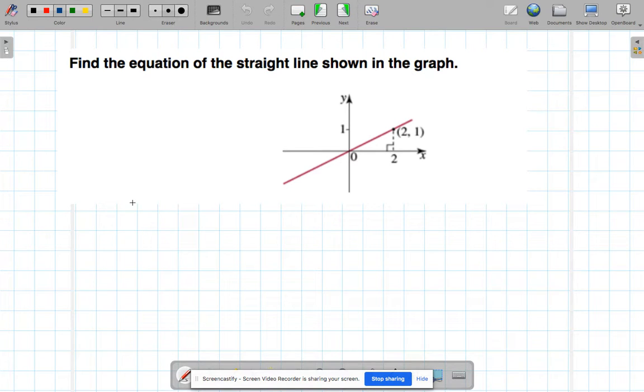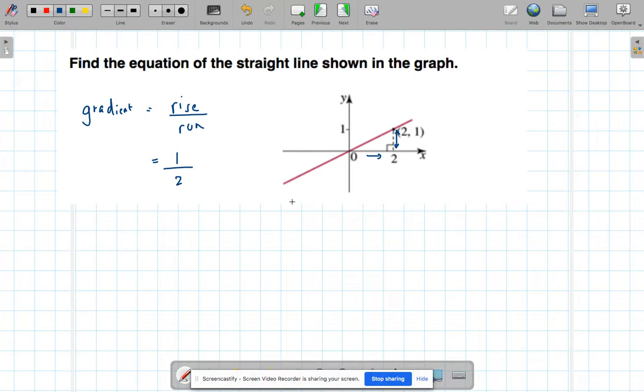Let's look at the equation for this graph. Now this time, instead of using the formula y2 minus y1, I might use the formula for gradient that equals rise over run. The rise of this graph, that distance there, is 1. The run from 0 to 2 is 2. So my gradient is a half.